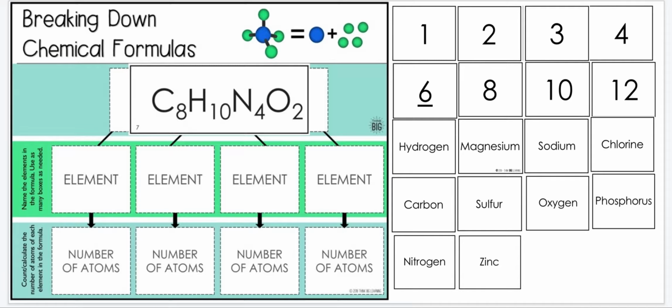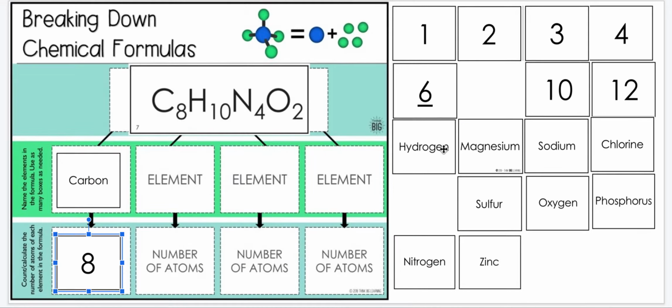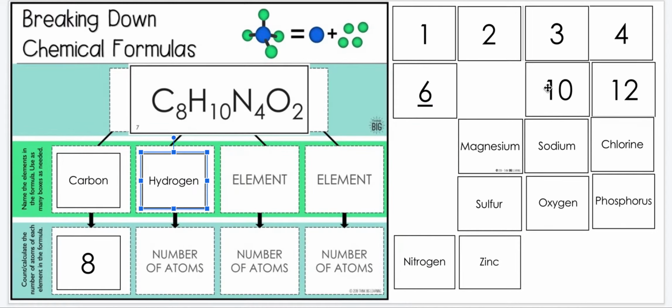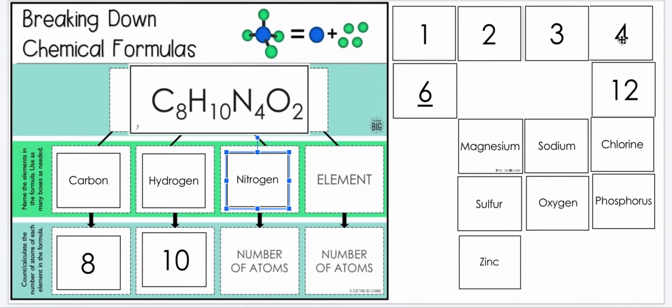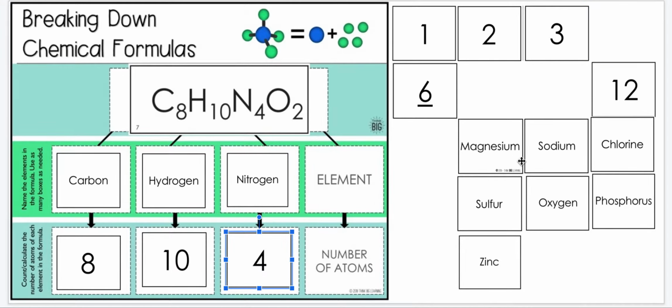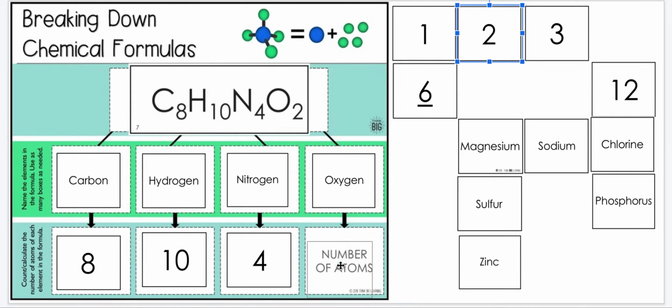Ooh, this is a long one. C8H10N4O2. C is carbon, and there are 8 of them listed. H is hydrogen with 10. N is nitrogen with 4. And O is oxygen with 2. Now that one looked long and complicated, but they were all just straight subscripts, so it wasn't too hard.